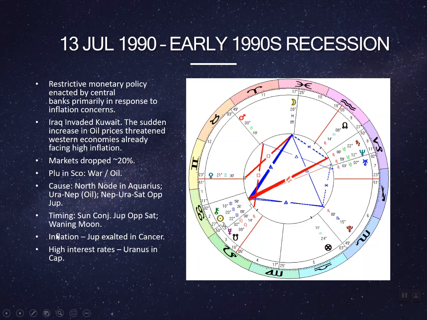What was the cause? Whenever we're looking at recessions, we should always start with the outermost planet, and that's Pluto. So we can see Pluto was in Scorpio, which is the sign of warfare. It's also one of the signs related to minerals and mining, so it's no wonder that oil was involved here. We can see that another key factor as to the cause of the recession was the fact that the North Node was in Aquarius.